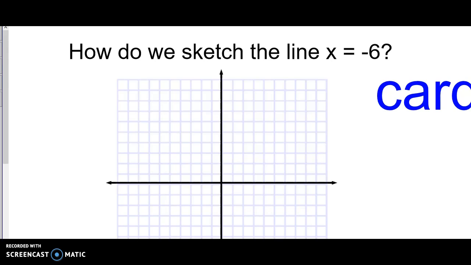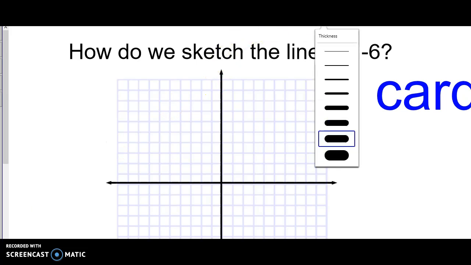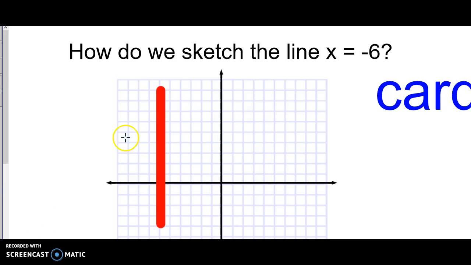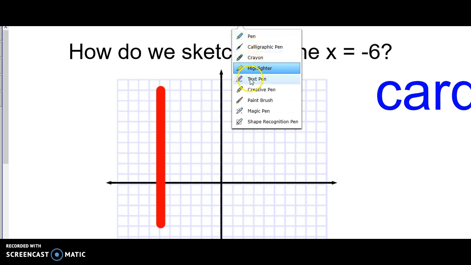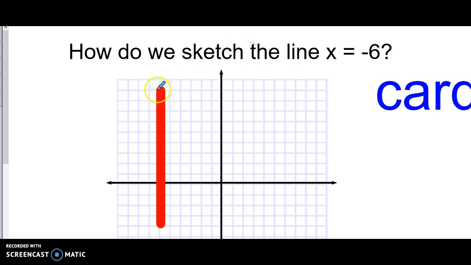So next we're going to draw the line x equals -6. And as you can imagine, all of the points that are on that line have the x value of -6. So you can see this line in red. I should probably have some arrows on it. But you can see that it is a place where I've got all my x values equal to -6. And that's why we call it x equals -6.